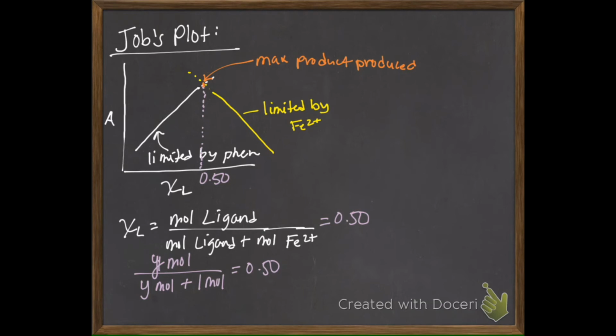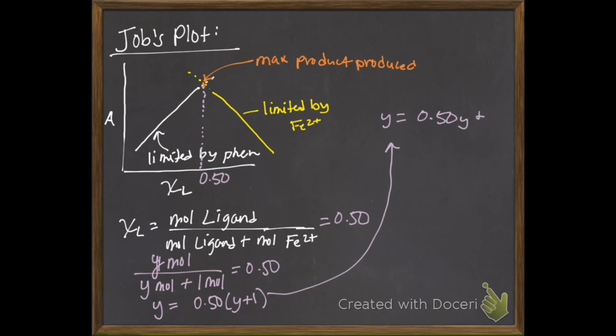So I'm going to multiply each side by Y mole plus 1 mole. So I get Y equals 0.50 times Y plus 1, right? And I left off the units. The units are mole. So I'm going to move up over here to the right top of the screen to solve for this. So I am going to multiply the 0.5 through. So I have y equals 0.50 times y plus 0.5, or 0.50. Solving for y, I want to subtract 0.50y from each side. So 1y minus 0.50y gives me 0.50y equals 0.50.